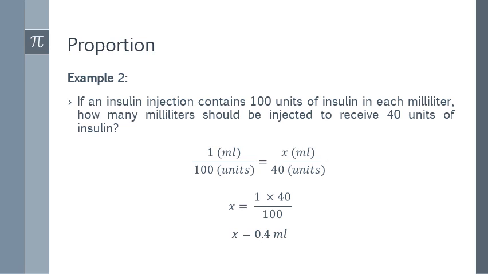If we take the 40 onto the other side of the equation, x will be equal to 1 into 40 divided by 100. So the value of x will be 0.4 ml. So 0.4 ml of the insulin injection will contain 40 units of insulin.